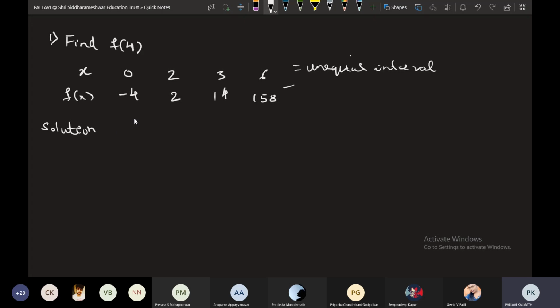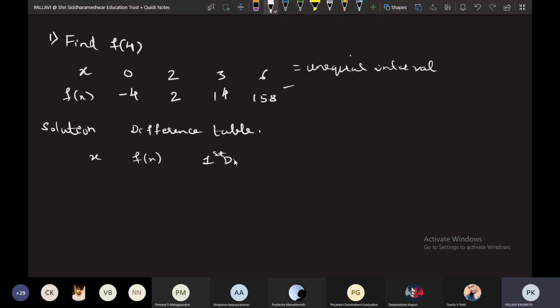So according to Newton's divided difference formula, what all do you require? The difference. Okay, so find the difference table. Go on writing the given data, x, f of x.